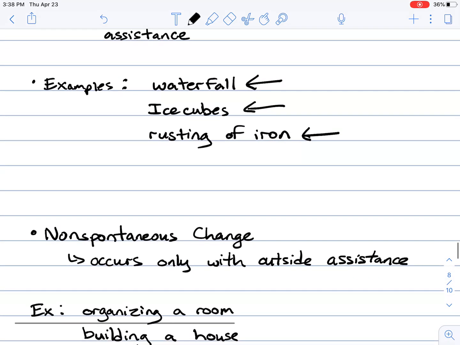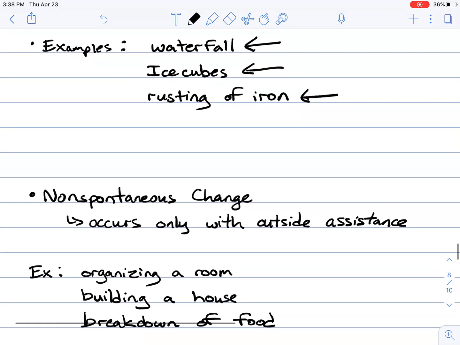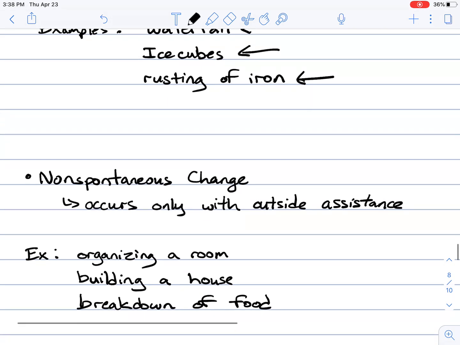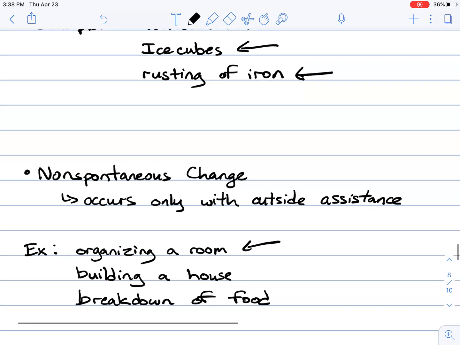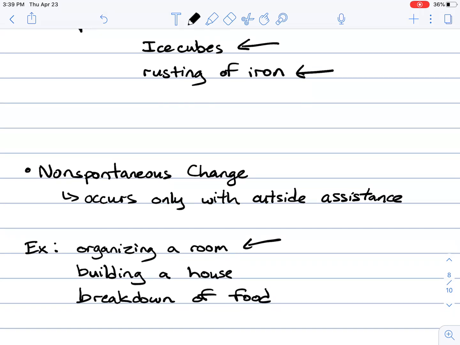So non-spontaneous changes are changes that occur with outside assistance. For example, when you are trying to organize your room or your house, the physical objects in your room and your house won't organize by themselves spontaneously. I mean, that would be great if it did. But in this case, it's typically a non-spontaneous change.